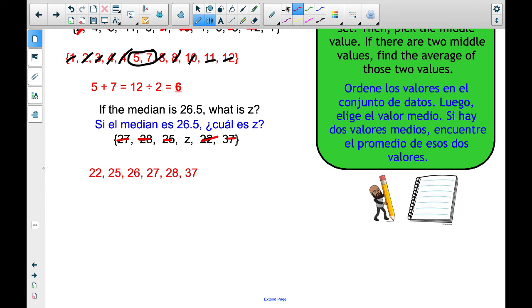Why? Well, I can just check this. If I get rid of this, and this, this, and this, I end up with these 2 numbers. 26 plus 27 divided by 2 gets 26.5. So that is just me thinking critically, noting 26.5 is directly in the middle, or it would be the average of 26 and 27. So I know the value I need to put in there is 26. So in this case, Z equals 26.